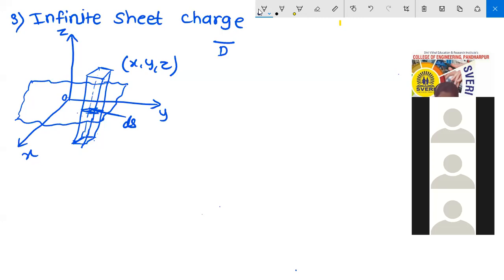In the previous application, we considered the line charge, but that line charge is placed in one cylinder. Here there is also a sheet, but whatever surface we are considering, that surface is in one rectangle. So can anyone tell me the perpendicular vector to that sheet or that surface?